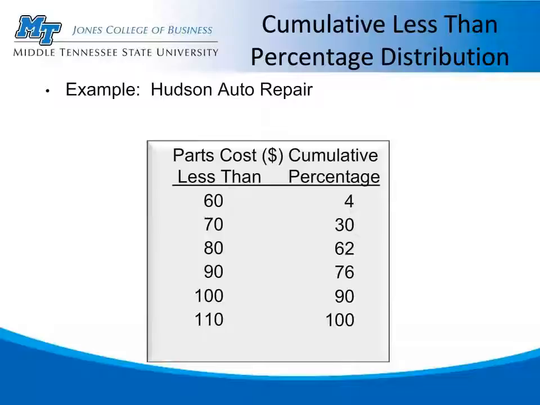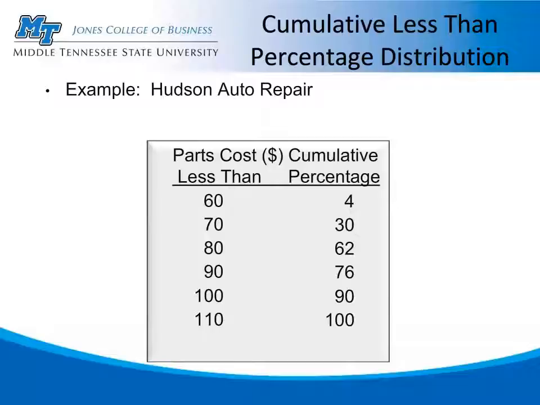This is another tabular display. Here we've taken the cumulative frequencies and converted them to cumulative percentages. This is the less than version. 4% of the values were less than 60. 30%, which was really 15, were less than 70.